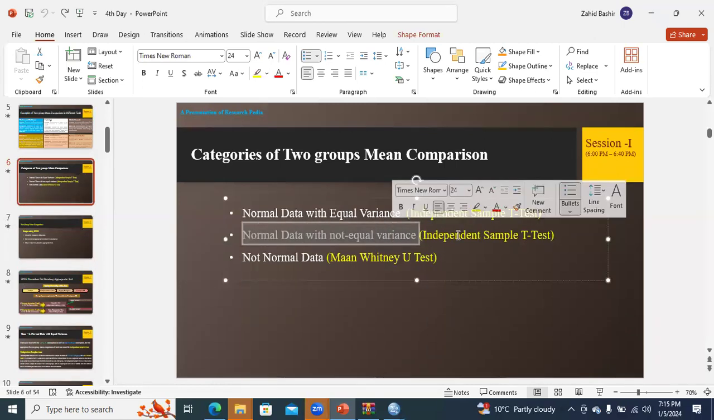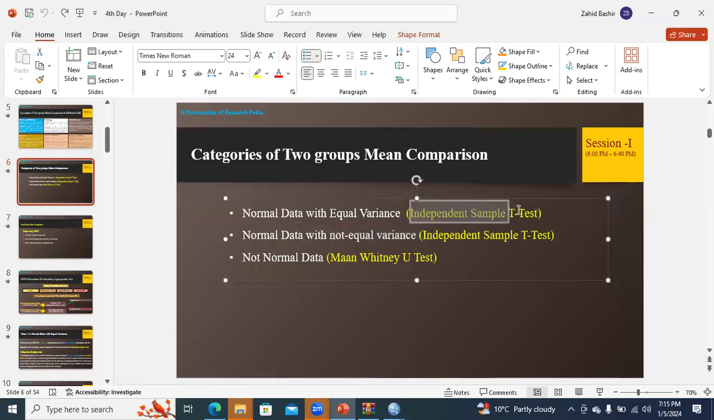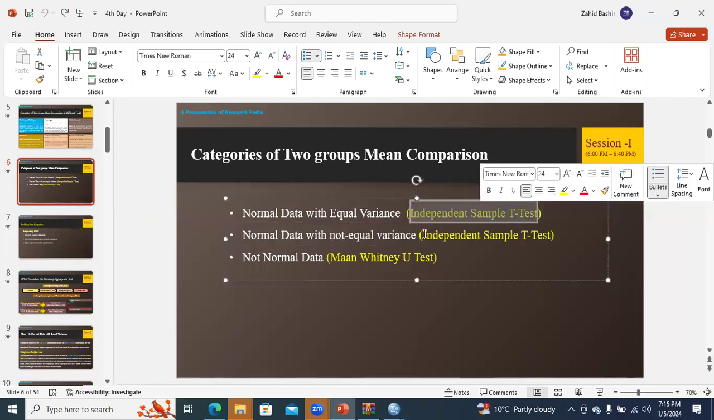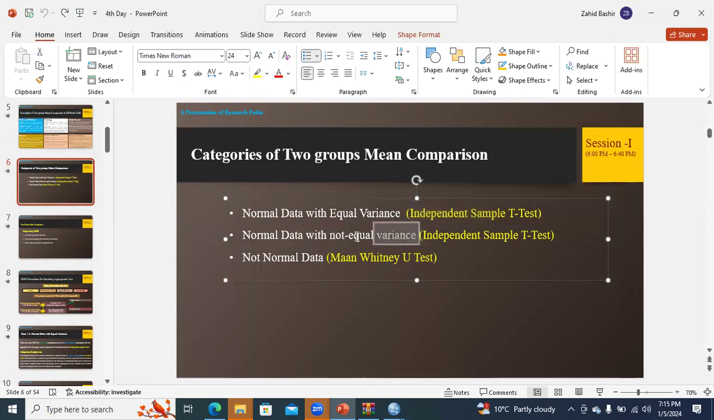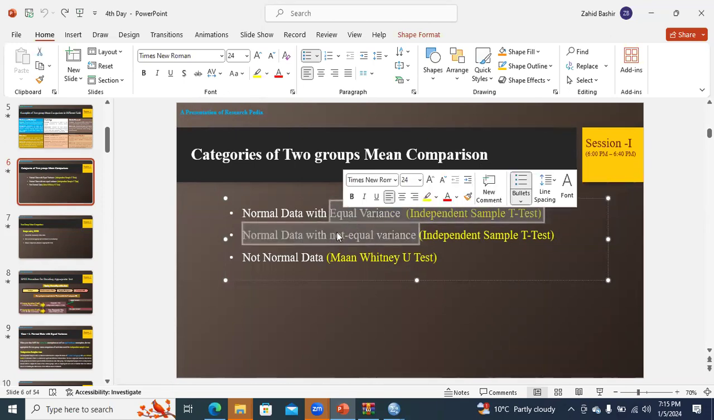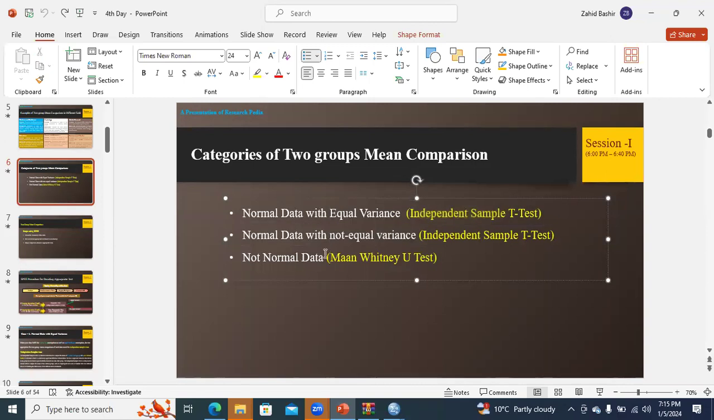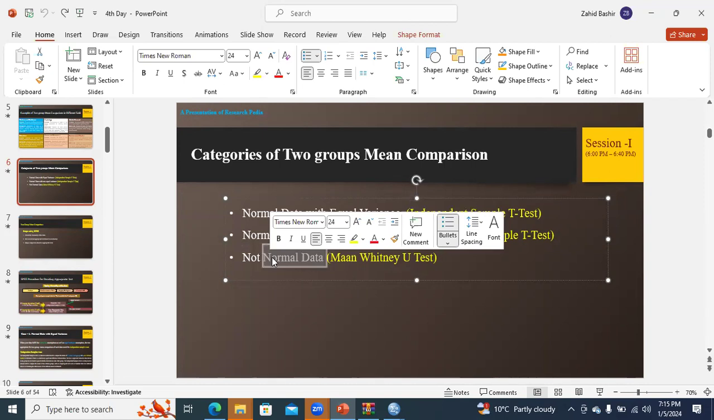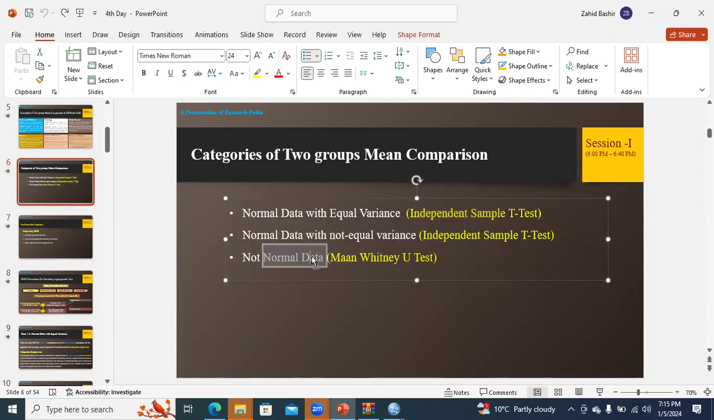It means in the first two cases, the test statistic will be the same, but the assumption of equal variance may or may not be violated. But in the third case, the data may not be normal. Whenever the data is not normal, we don't need to check any equality of variance. In that case, we need to apply the Mann-Whitney test.